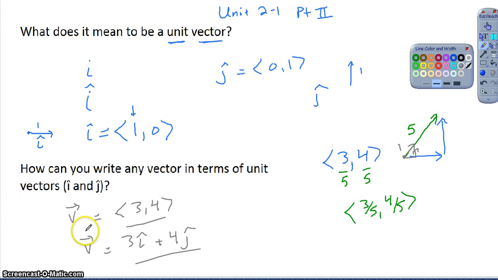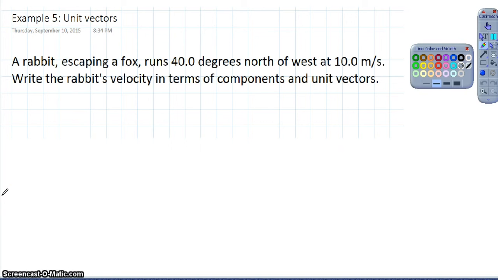So it still conveys a lot of important information. But anyway, that's enough hopefully background on that. A few more examples to make sure we're comfortable with everything. And so this first example here, we've got a rabbit escaping a fox.